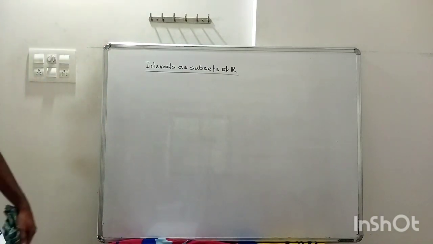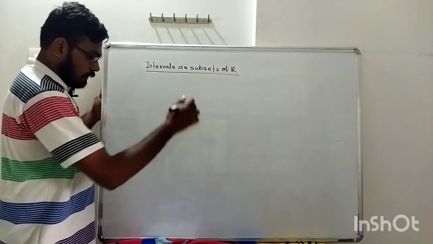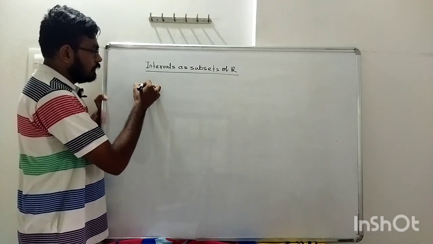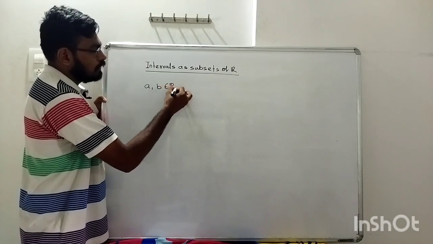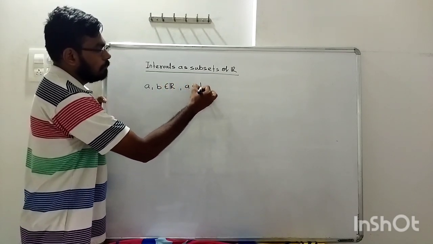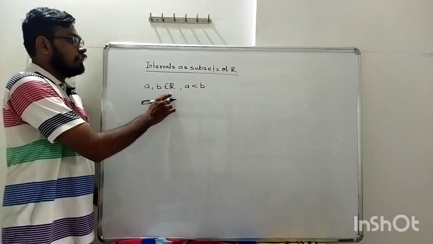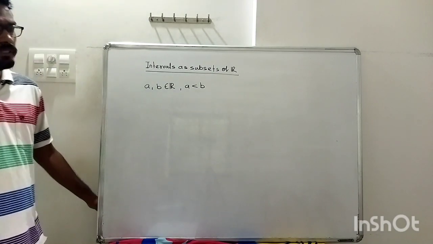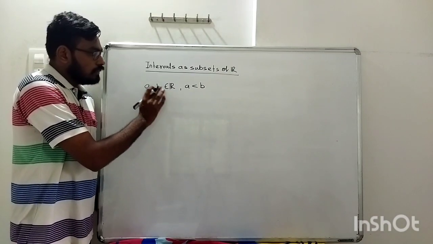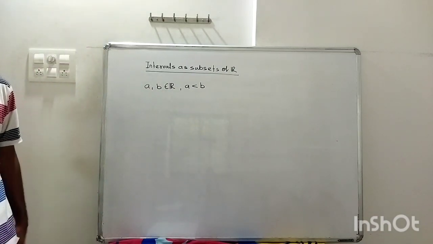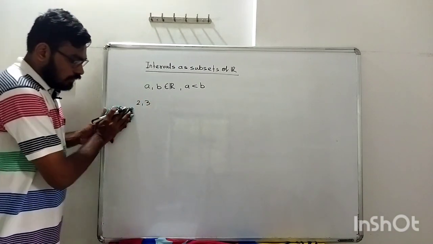So there is a method of writing that. We write it as intervals. So for that what we take? We just take two numbers a, b belongs to R, where a is less than b. A, b belongs to R such that a less than b means what? We are taking two real numbers such that this number is smaller than this. For example, 2 comma 3, like this.